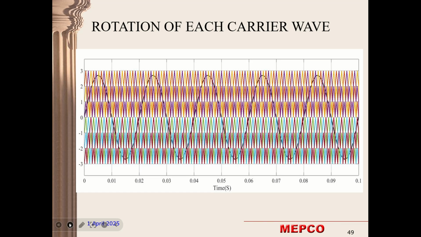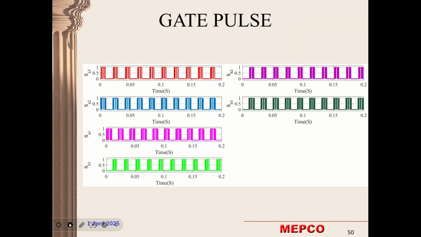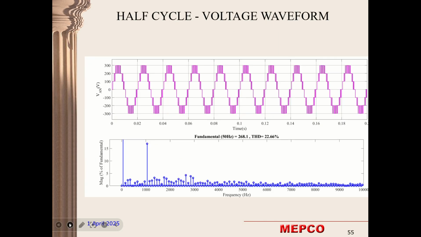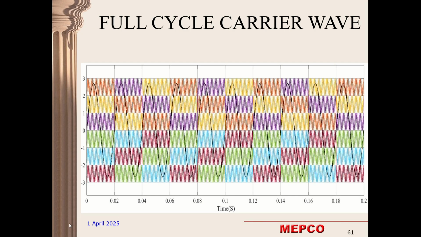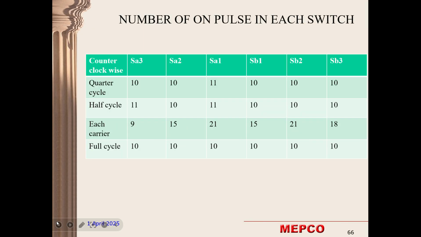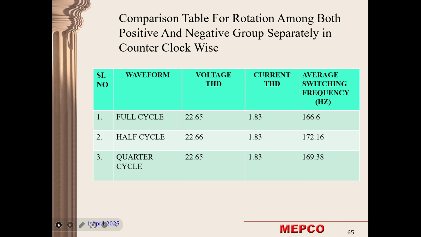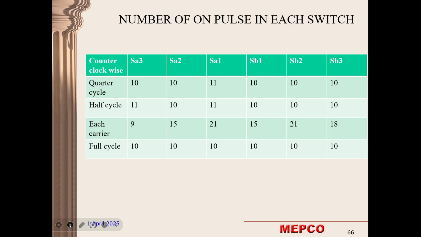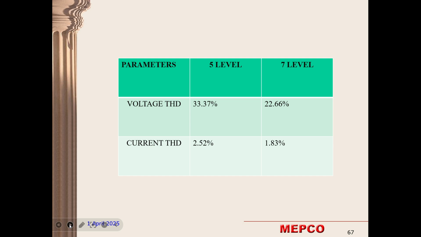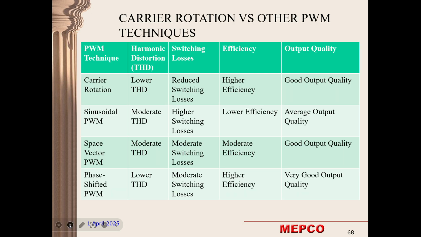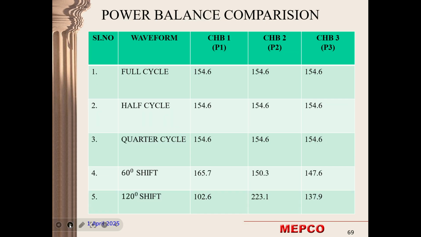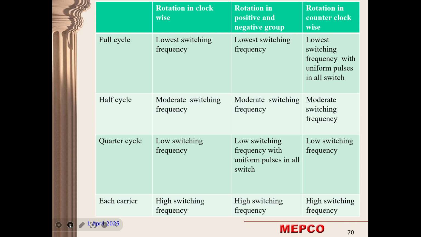and rotation of carrier wave in an anti-clockwise direction in a separate positive and negative group, and obtain gate pulse, current of half cycle and quarter cycle, and full cycle, obtain current and voltage output waveform, and then finally we obtain that full cycle requires less switching frequency, and then voltage THD is less for the highest level, and carrier rotation techniques compared to others have lower THD and reduced switching losses, and power is balanced for full, half and quarter cycle, and then full cycle rotation in counterclockwise direction gives the lowest switching frequency with uniform pulses in all switches, obtained as a conclusion.